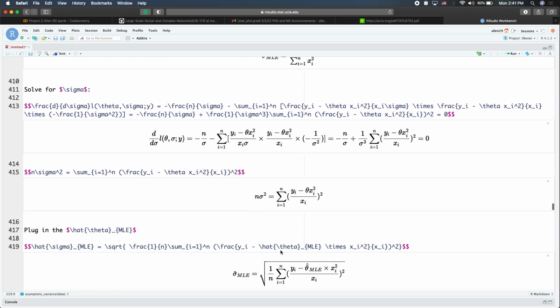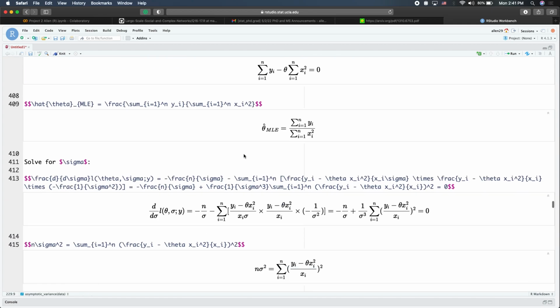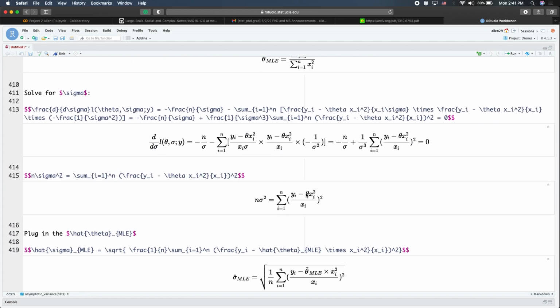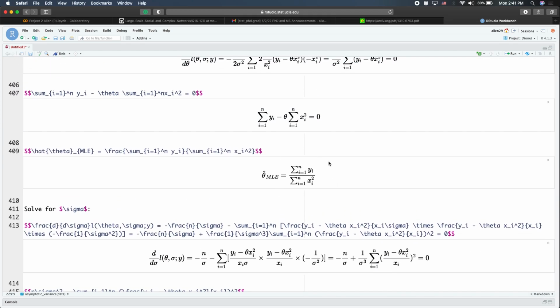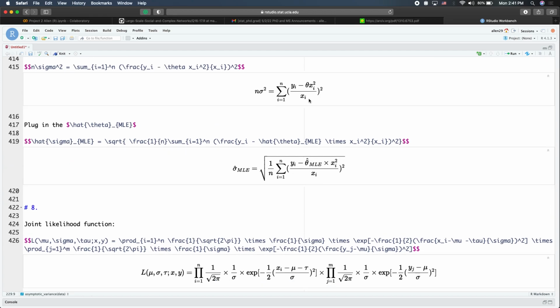And then solve for the other unknown, which is sigma. Again, from the log likelihood, take the partial derivative with respect to the unknown. Set it equal to 0, and we have this. It seems like it involves theta, but we notice that theta can be expressed by the data as well. So we can plug in the theta MLE, the one that we evaluate from the data. Divide by n and then take the square root. It can only be positive.